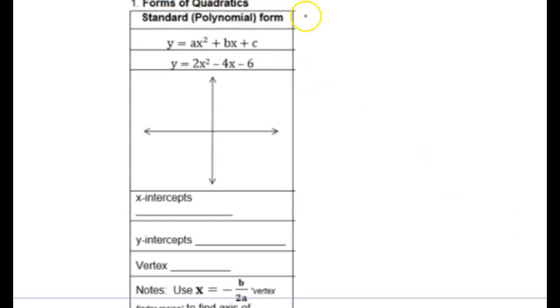This is called standard or polynomial form. I've also seen it called general form. Ax squared plus bx plus c. Okay? It's great if you have to do the quadratic formula. It's not as helpful if you want to find the vertex, etc. Okay?